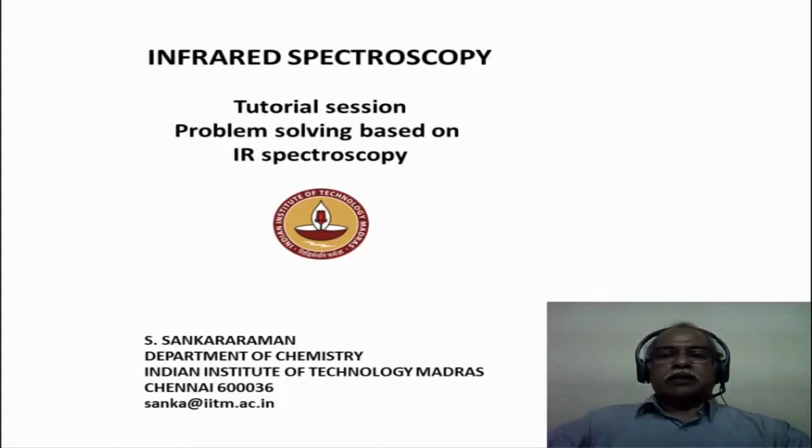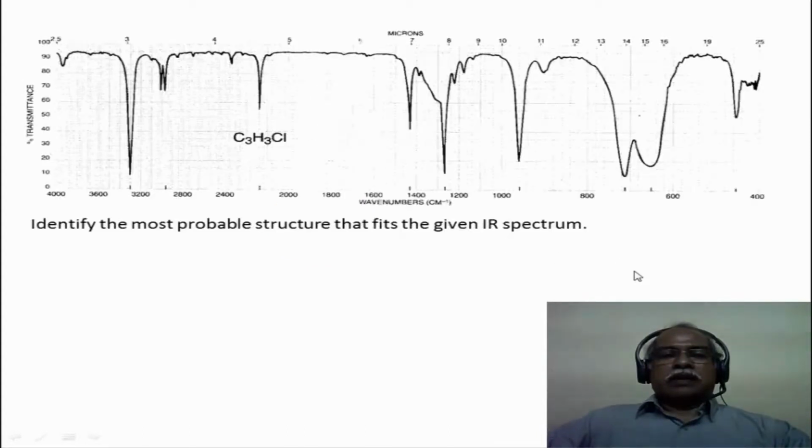Now, one does not always use only infrared spectroscopy to do any kind of structural elucidation problem solving. The purpose of this particular module is to make you familiar with infrared spectra so that various functional groups can be identified, and in terms of interpretation of the infrared spectrum, the familiarity is built up during the course of this tutorial session. Now here is the question. There is the infrared spectrum of a compound with the molecular formula C3H3Cl. What is the most probable structure that will fit this particular data?